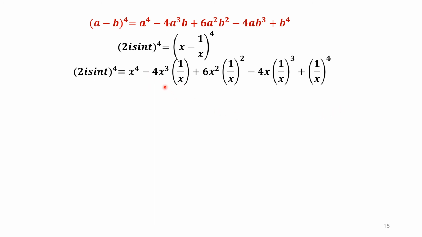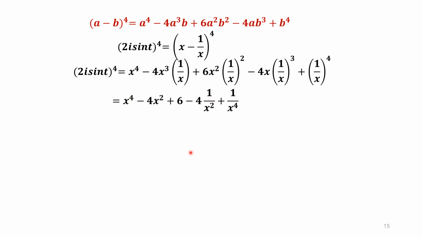Now simplify all these x terms. So x raised to 4 minus 4x square. This x square and x square will get cancelled, plus 6 minus 4x upon x cube, that is 1 upon x square, and this will become 1 upon x raised to 4. Okay. First expanding using the binomial expansion, simplifying these x powers. So we get this. Now combine first and last, second and second last.